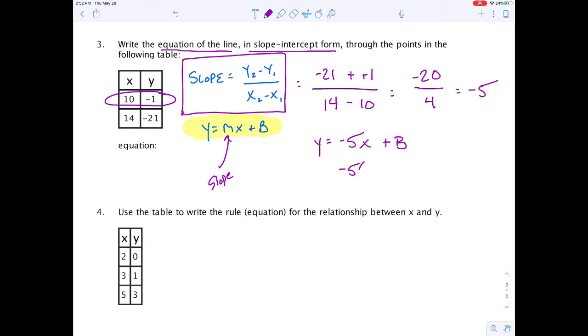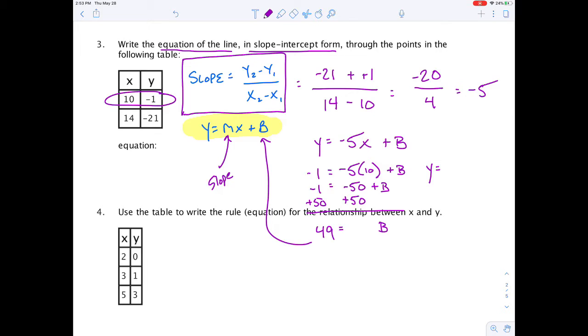So x is 10, so I have -5 times 10. And on the other side of the equation, y is -1, so I put that in. Now let's solve for b. Now we've run out of space, but we did the job. B is 49. Our y-intercept is 49, and that 49 goes there.